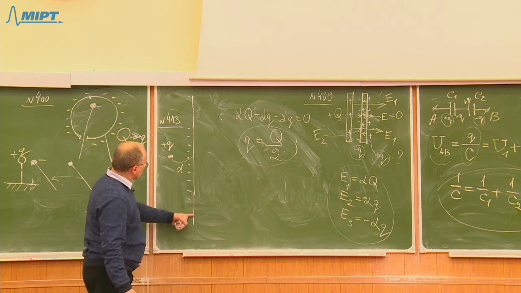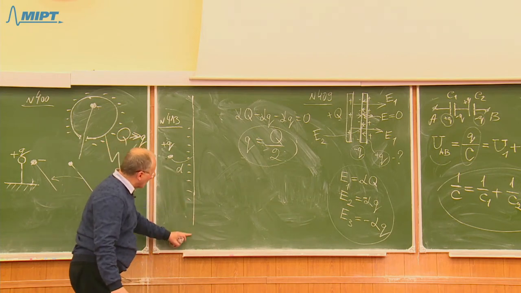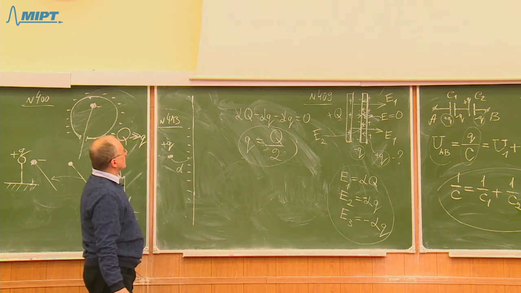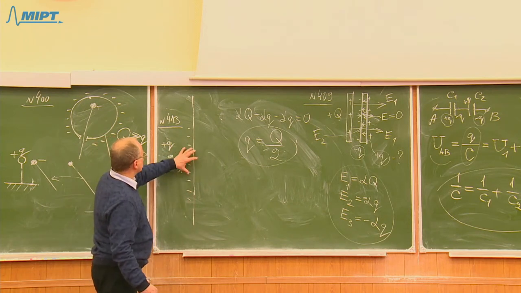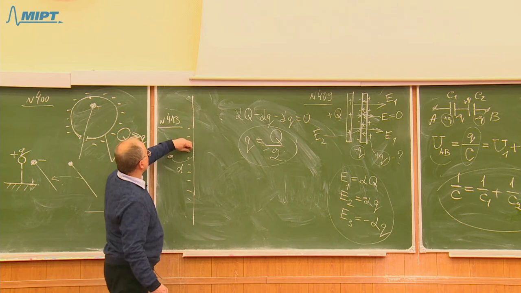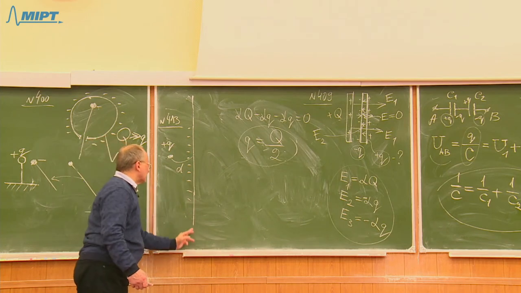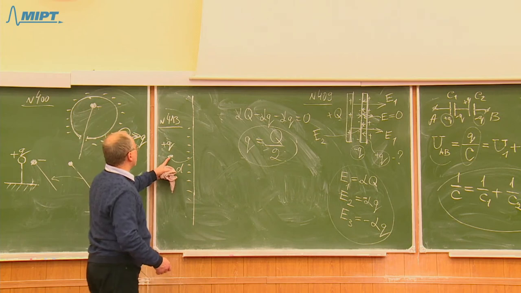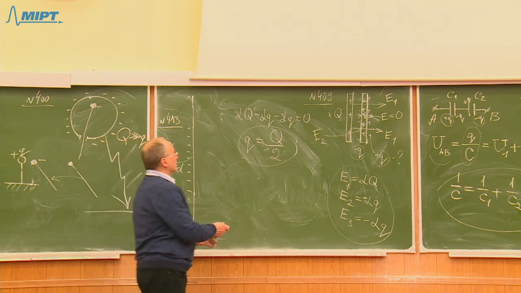And the farther we go from the plus Q charge, the smaller will be the electron density on the surface of this plane. So the largest density of negative charge will be here. And then as we go upward or downward, the density of electric charge on the plane will become smaller and smaller. So we have to find the force of attraction between the point charge and the infinite conducting plane.